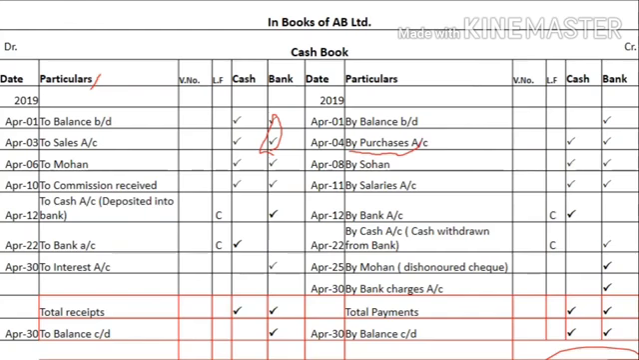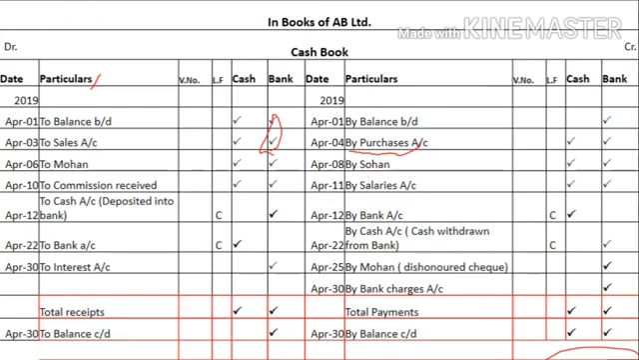By Sohan, that means you have made some amount due to Sohan. The rule will be the same. If the payment is made in cash, you will write down in the cash column, and if the payment is made by check, then you will write down in the bank column. Similarly for the next item, by salaries. The next two items we have already discussed.